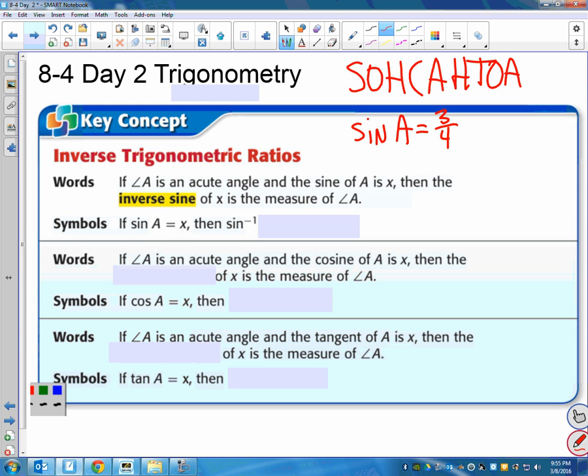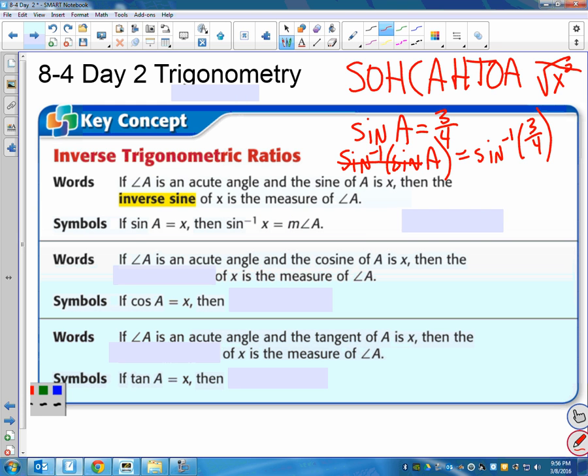It means the inverse. And when you do the inverse of sine times the sine of angle A, just like a square root cancels out the square, inverse sine of sine cancels it out, so you get A back. But you have to do it to the other side too, just like you have to divide both sides or multiply both sides. So we can say that the inverse sine of X will equal the measure of angle A, and we'll practice this in a minute.